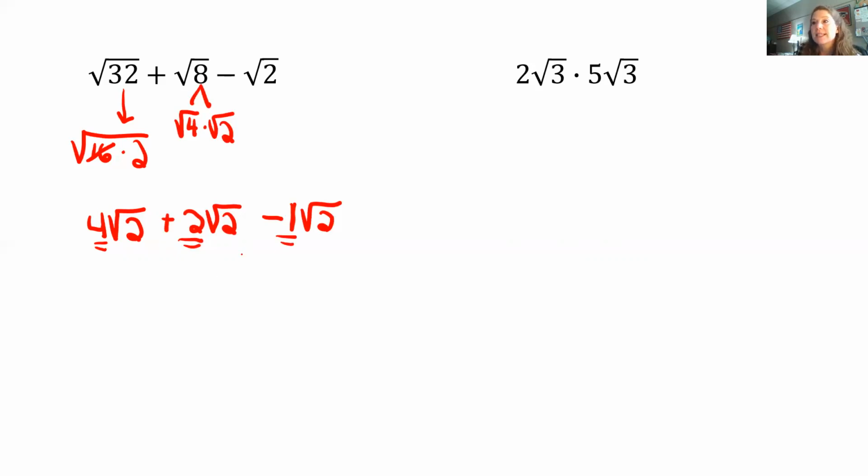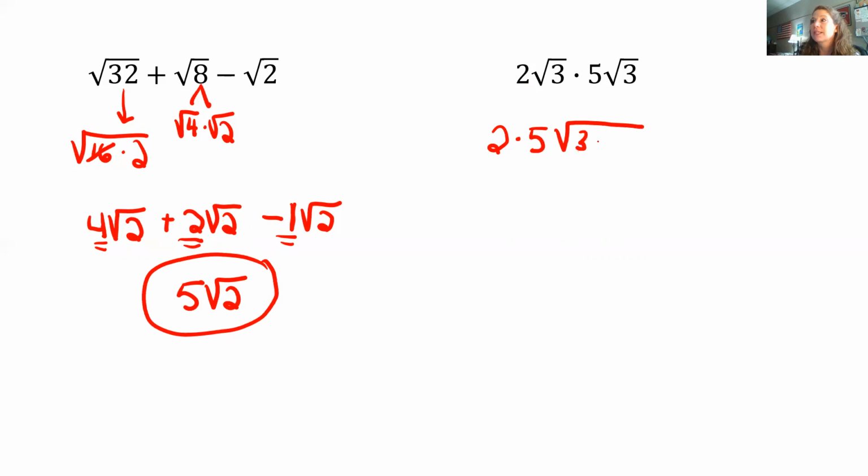4 plus 2 is 6, minus 1 is 5 square roots of 2. And that's my answer. Now I'm not adding what's under the radical, but when I multiply, I have to multiply them. So I'm going to multiply 2 times 5 on the outside, and on the inside 3 times 3. So 2 times 5 is 10, square root of 3 times 3 is 9.